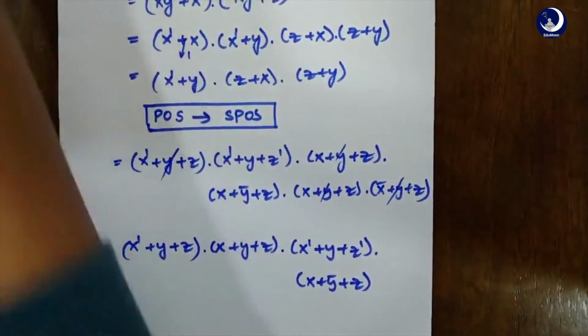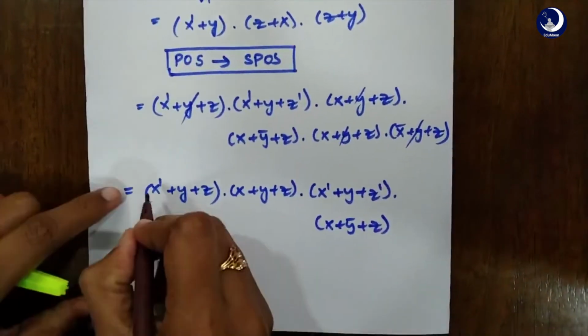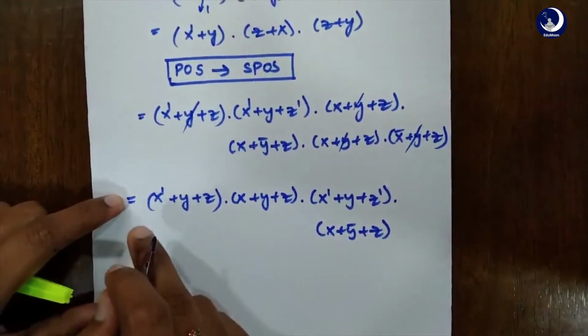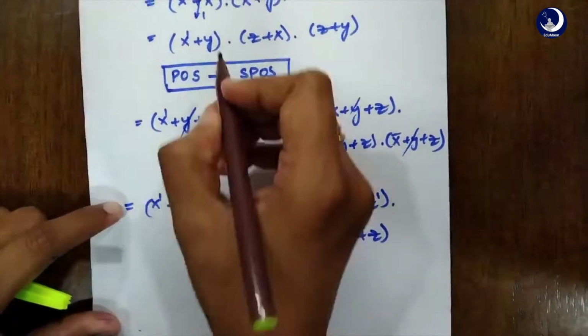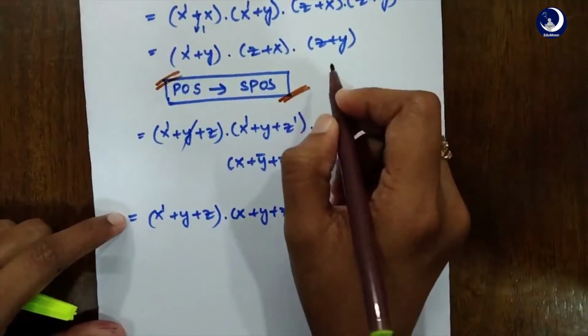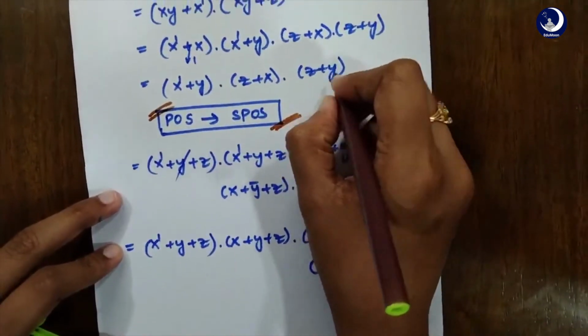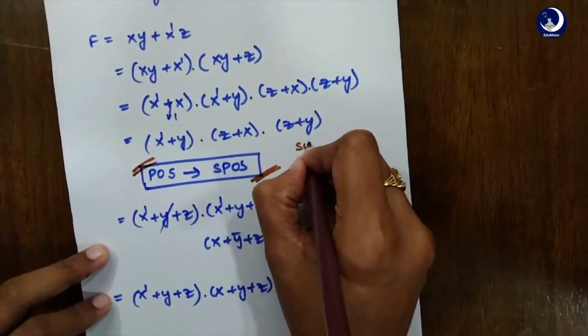Now the main confusion comes here. For complemented ones, we are taking 1 because this is a POS. Okay. Just make sure.